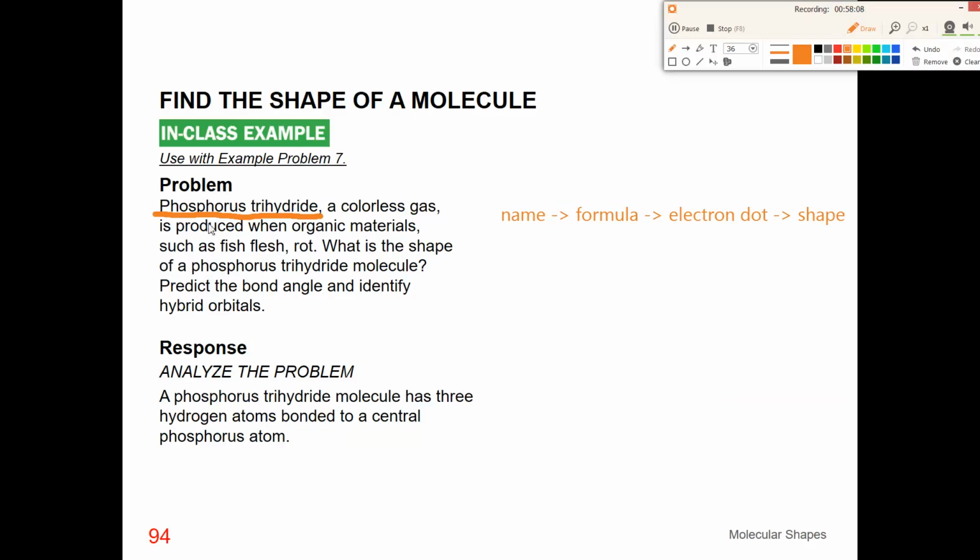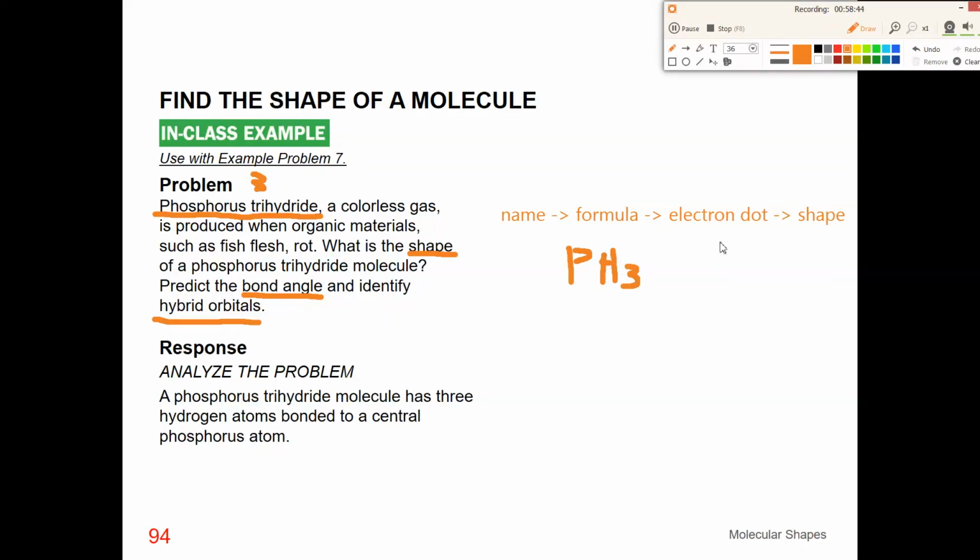Right? The colorless gas and whatever. So we need to figure out the shape of the molecule, predict bond angle, and hybrid orbitals. Right? So first thing, figure out the formula from the name, phosphorus trihydride. Basically, tri means 3, hydride, hydrogen, so PH3.